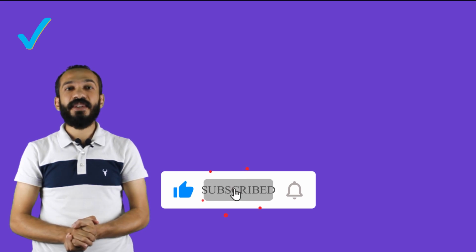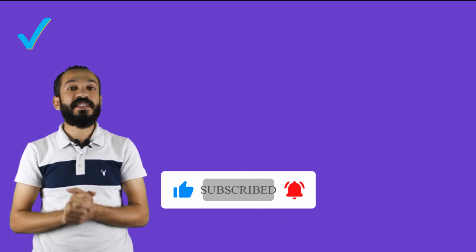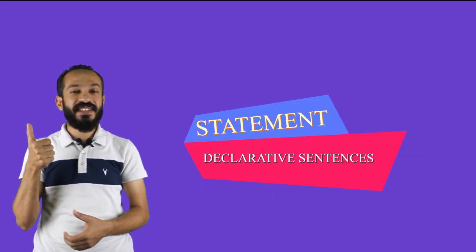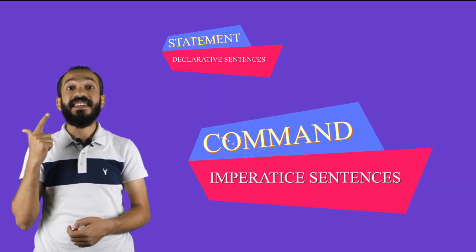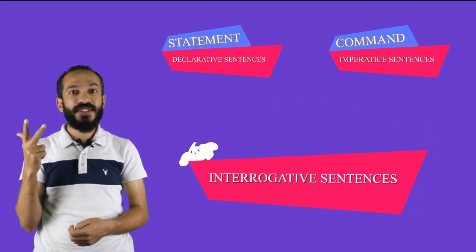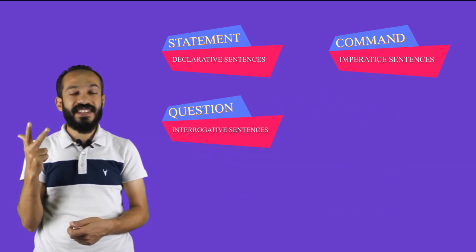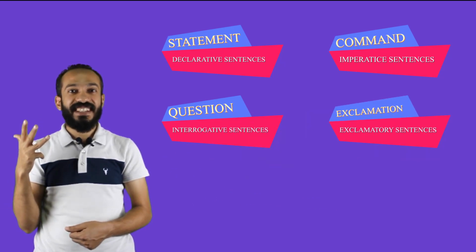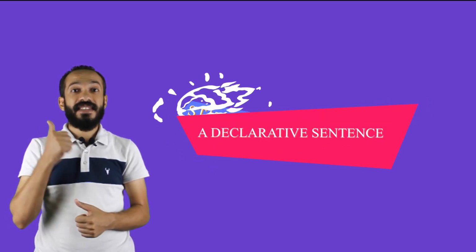In this video we're going to talk about the 4 different types of sentences. First one is the statement or the declarative sentence. Number 2 is the command or the imperative sentences. Number 3 is the question or the interrogative sentences. Number 4 is the exclamation or the exclamatory sentences. Let's get started with the first type, the statement.